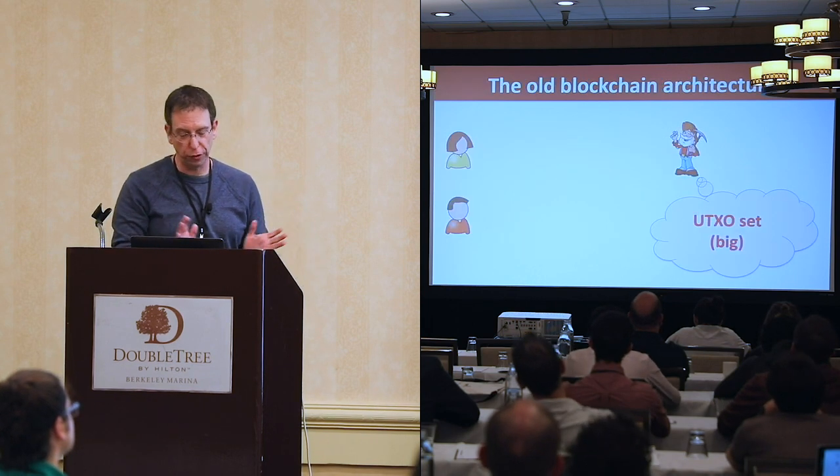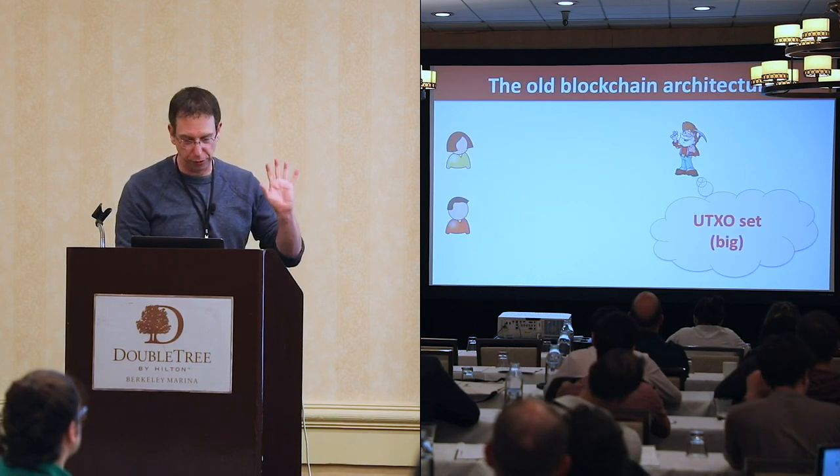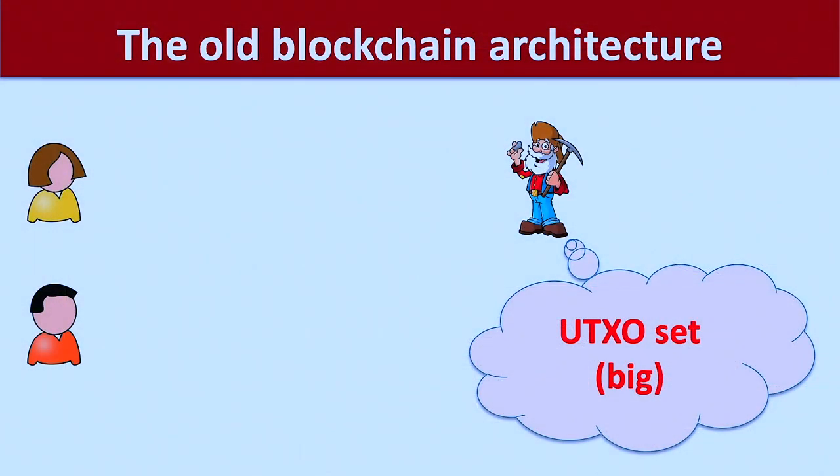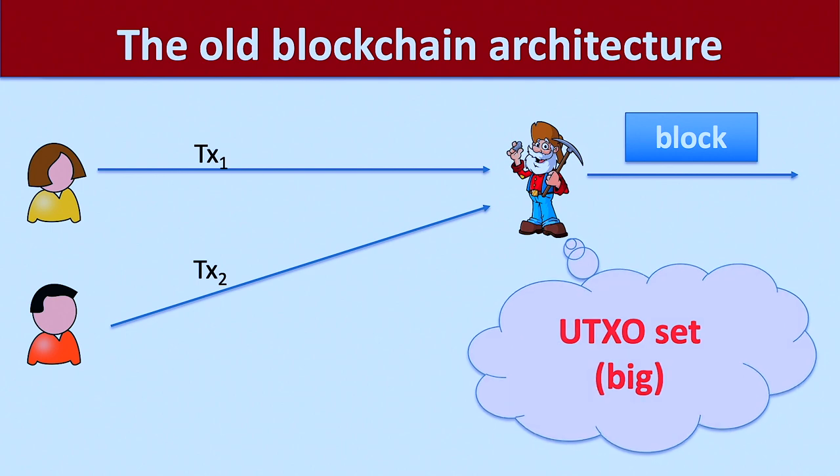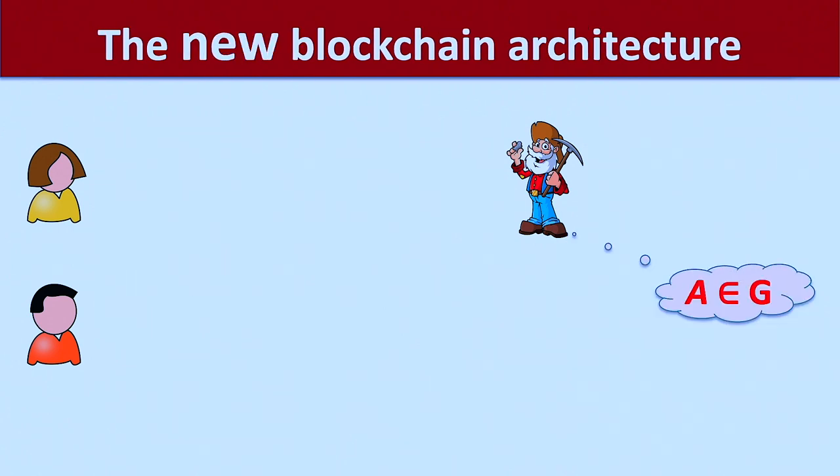Okay, so let me just go through these graphics of how this works. Basically today what happens is the miners collect a bunch of transactions and then they mint a block. But to do that, they have to store this huge UTXO set in memory to verify that the block is valid, that the UTXOs really are not spent.